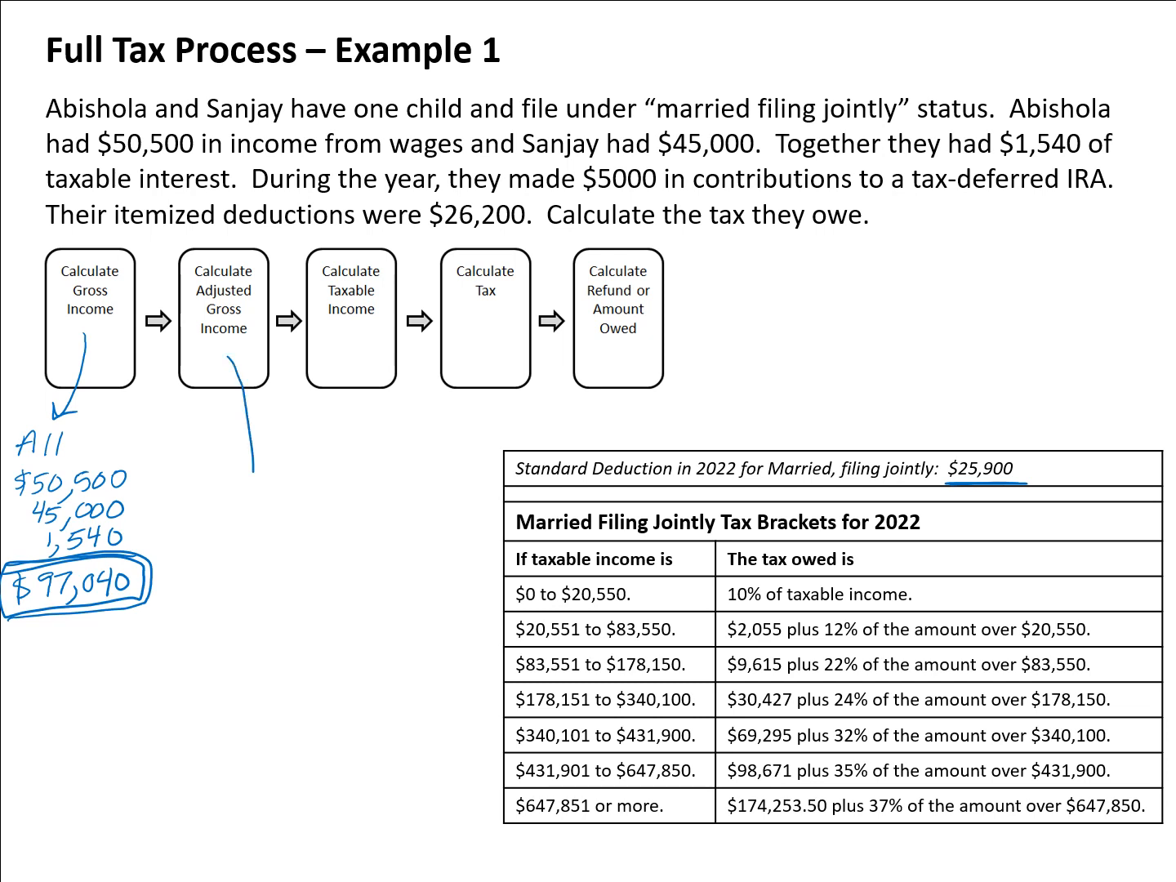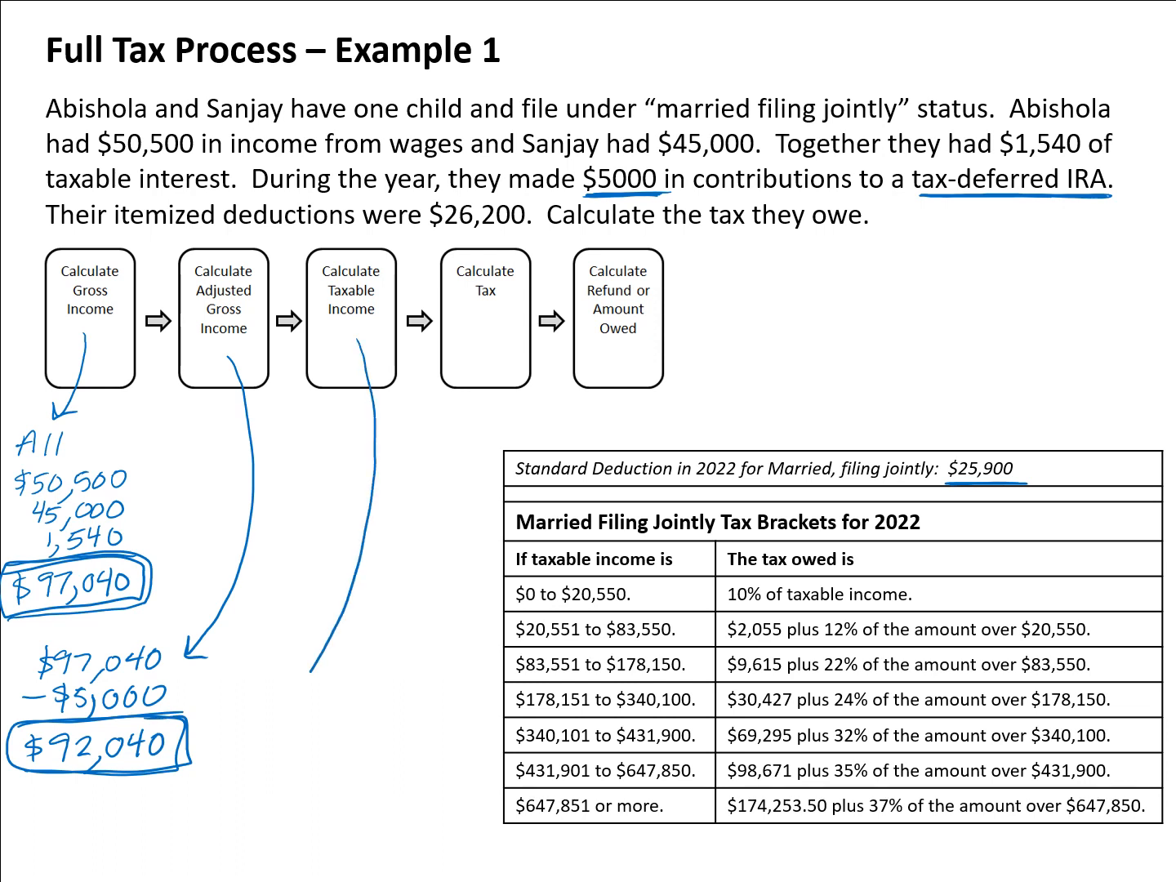Now, sometimes we can make adjustments, and in fact, Sanjay and Abishola have made $5,000 in contributions to a tax-deferred IRA. Tax-deferred means they can reduce their gross income by $5,000 because they're not going to get taxed on it initially. So they take that gross income and we're going to subtract $5,000 from it. So their adjusted gross income is going to be $92,040.